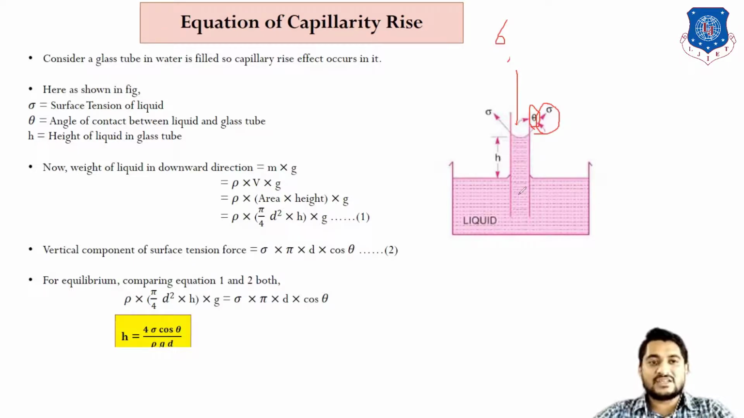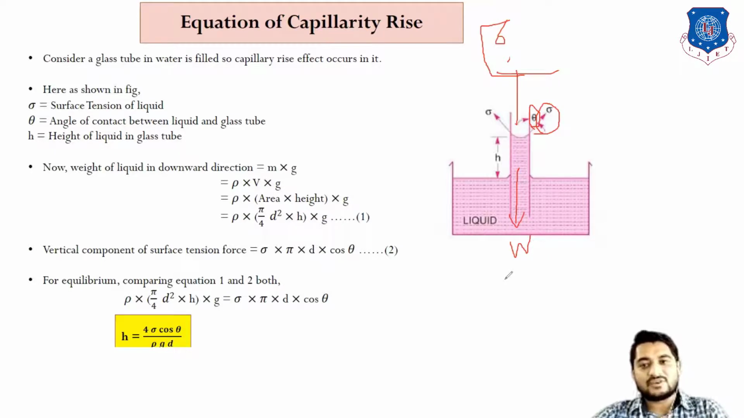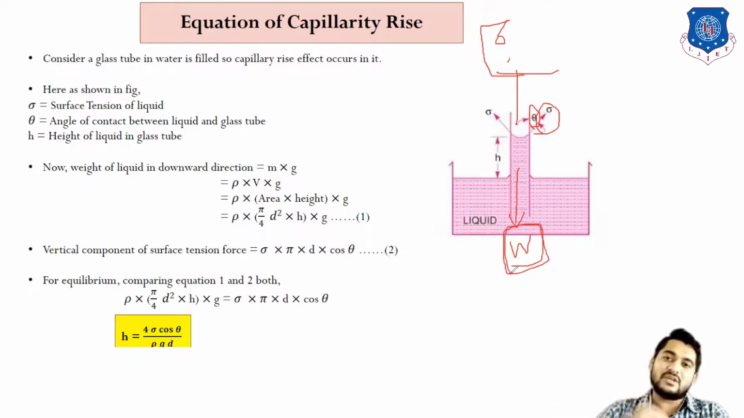So obviously weight is acting on the downward side. Here we can write weight W. So here we have two forces. The first one is sigma cos theta in the vertical upward direction, and for balancing it, the second force is W, meaning weight due to gravity, in the vertical downward side. So simply we have to balance the upward sigma cos theta and the vertical downward force W, right?